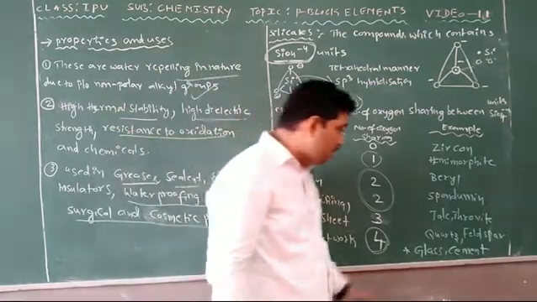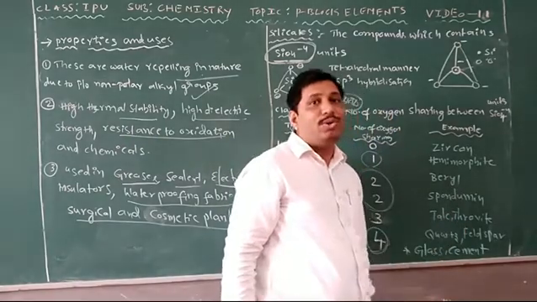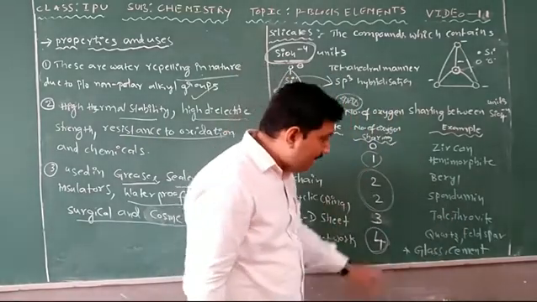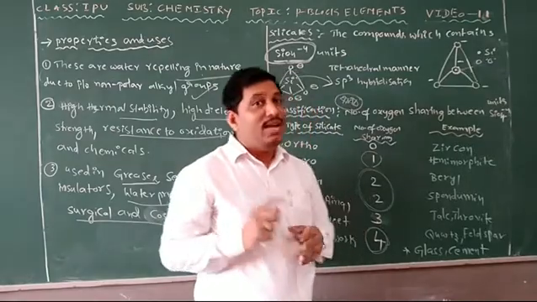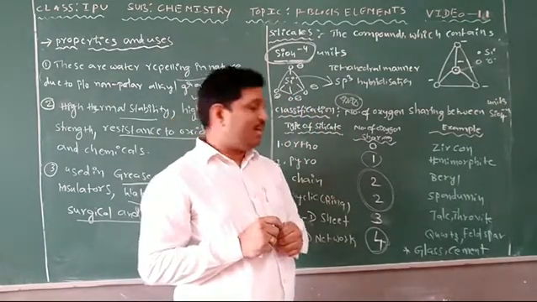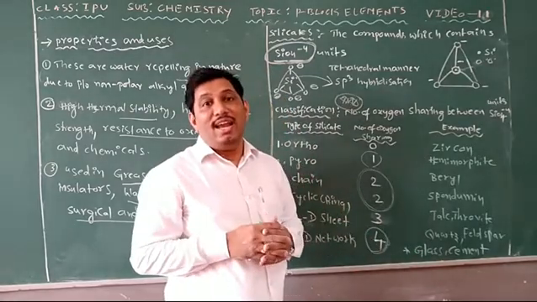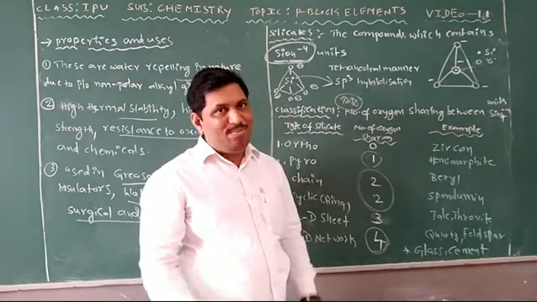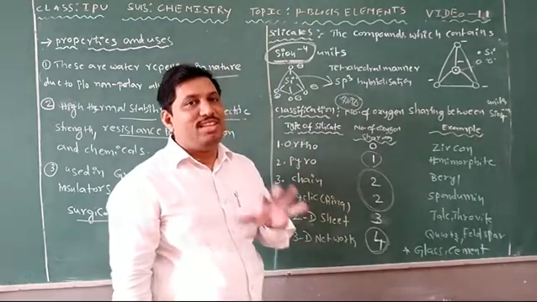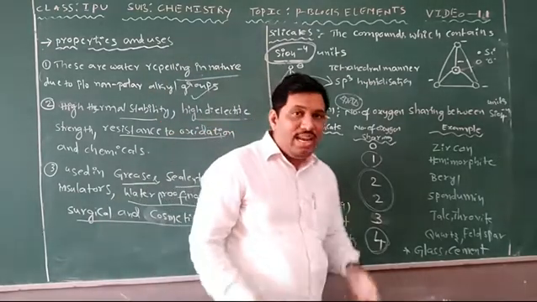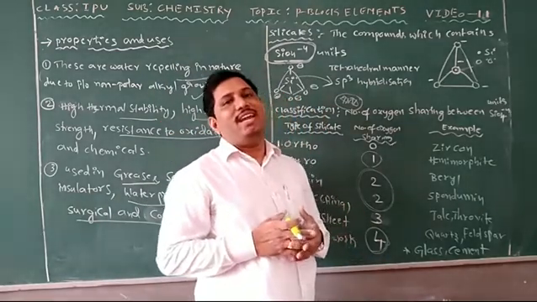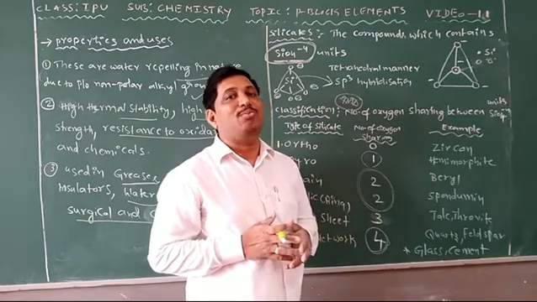Good examples are quartz and feldspar. Glass and cement are also three-dimensional network silicates, but these are man-made silicates. Cement is man-made and glass is also man-made. That's why, from the PU board point of view, they ask this question every year, students: name any two man-made silicates. Glass and cement are two man-made silicates.